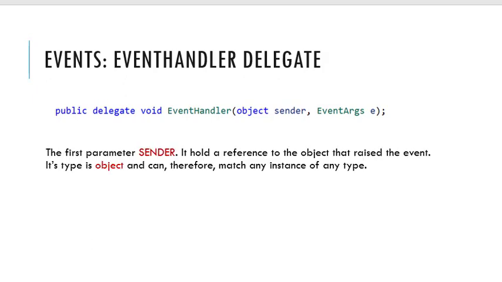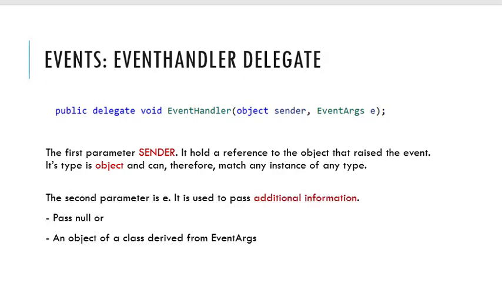It has two parameters. The first parameter is object sender. It holds a reference to the object that raised the event. Its type is object and can therefore match any instance of any type. The second parameter is EventArgs e. It is used to pass additional information. If no information needs to be passed, just pass null. Otherwise, pass an object of a class derived from the EventArgs class.